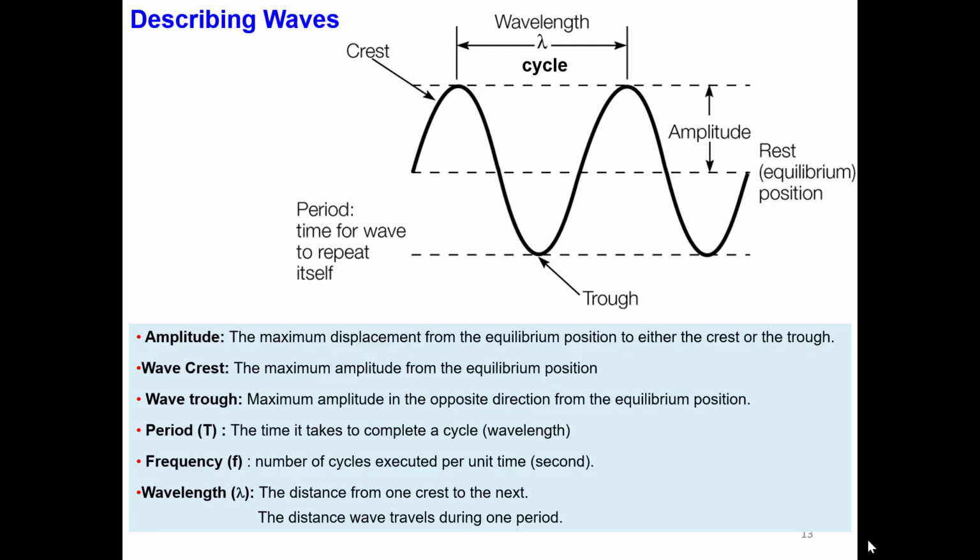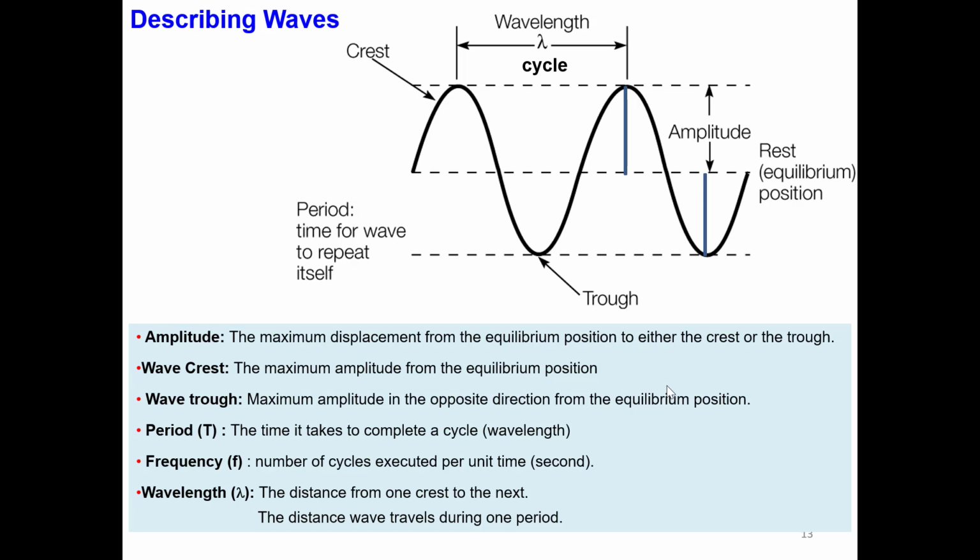Now, we already know some of the variables we need to describe a vibration, meaning some of the variables we need to know if we want to describe a wave. And let's now describe a few more variables that we will need to describe a wave. Then we already know amplitude. Amplitude is the maximum displacement from the equilibrium position. Yes, this is the equilibrium position.